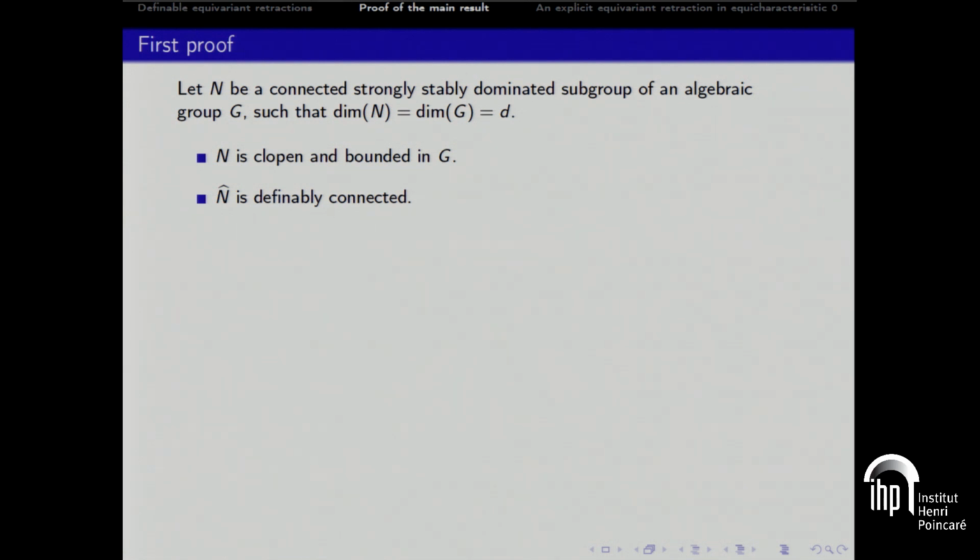I should say maybe for those who know, this means that the hat space of N is definably compact. But I won't use it. I just tell you. Dim is a dimension in the sense of ACVF. So it's a dimension of the Zariski closure. This means that the Zariski closure of N is equal to G, if G is connected, which I can assume from the start. Okay, so N hat is definably connected because on general grounds it has finitely many connected components, and N acts definably on it, and it acts transitively, but N is connected, so the stabilizer must be everything. So the orbit is only one element.